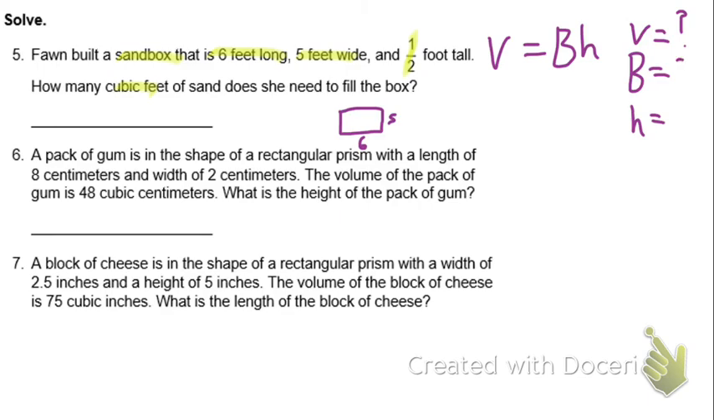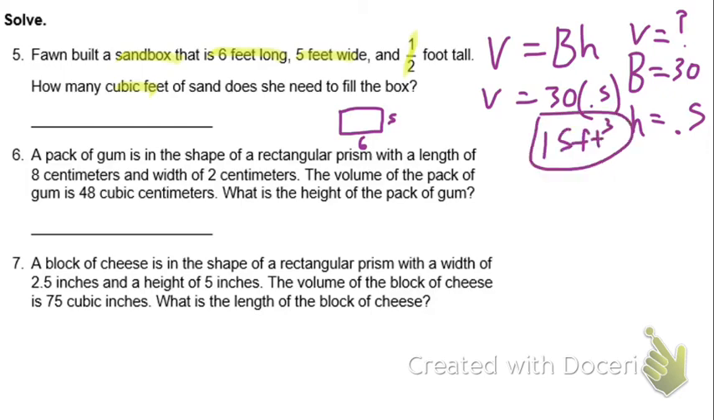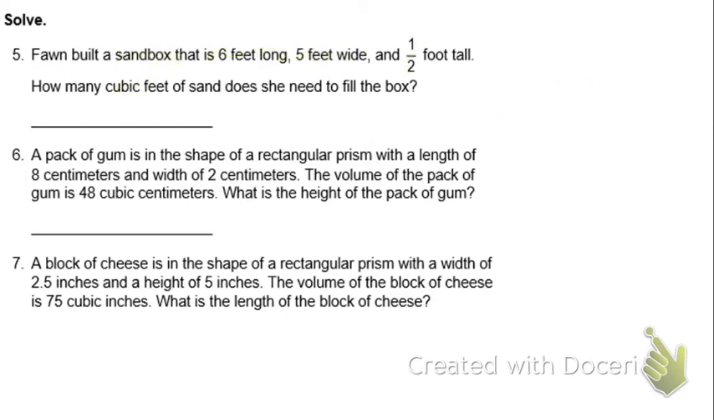So the area of that is 30. That's the area of the base. And we know it's a half foot tall, so we can put 5/10 or 1/2. You plug that into the formula, ladies and gentlemen, and you establish that the volume is 15 feet cubed. Alrighty. And the answer for number 7, ladies and gentlemen, is 6 inches.